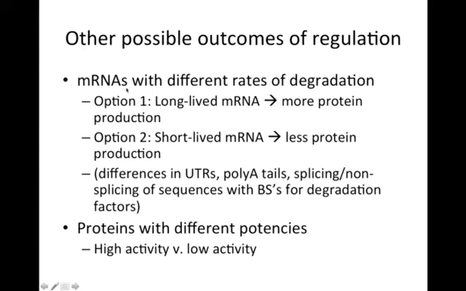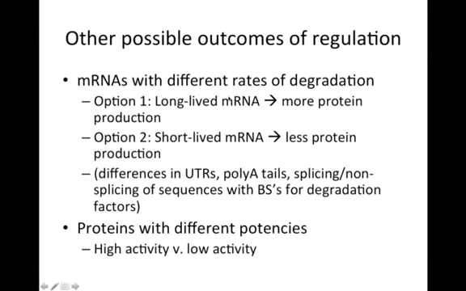So there are actually a number of different possible outcomes of regulation. One possibility is that we can produce two different mRNAs, one of which is very long-lived and the other short-lived. That means just that this mRNA will be around for a long time. It has a long half-life, whereas this mRNA gets degraded quickly.